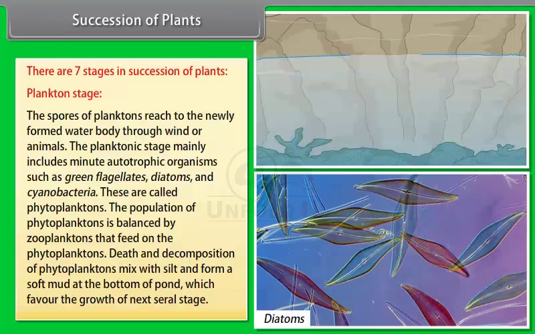Death and decomposition of phytoplanktons mix with silt and form a soft mud at the bottom of the pond, which favors the growth of the next seral stage.